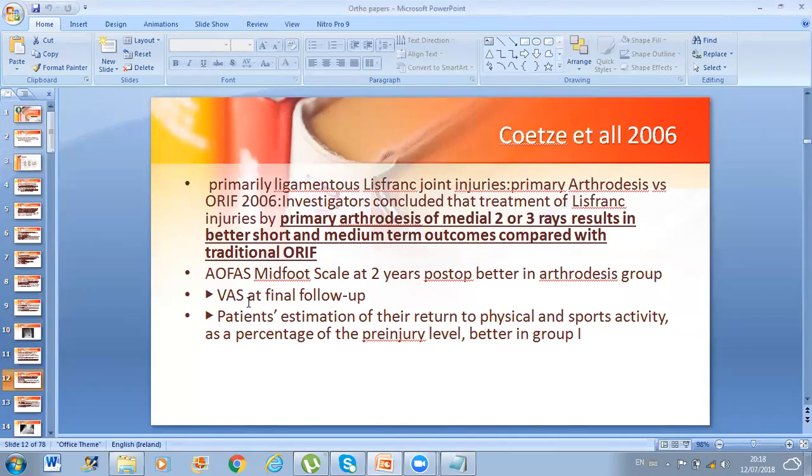So this is Coetzee et al. He said that primary arthrodesis of medial 2 or 3 rays results in better short and medium-term outcome compared to the traditional ORIF. We are talking about the Lisfranc injury. How do you fix Lisfranc, by the way? Any idea? Sir, by securing the second metatarsal with the medial cuneiform.